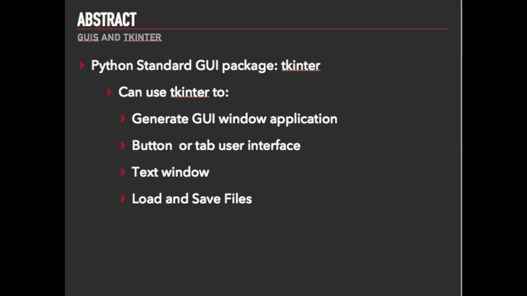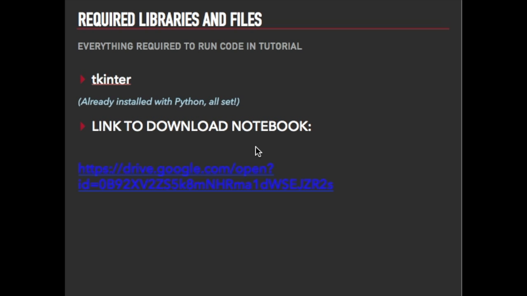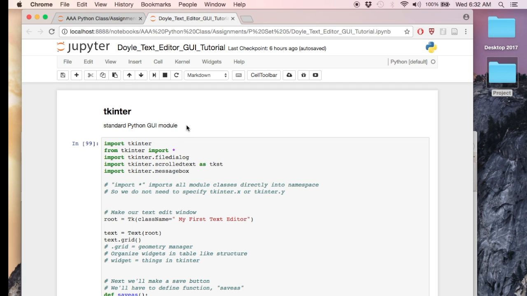For this demonstration, we'll be using Python's standard GUI package, which is called tkinter. We can use tkinter to generate the GUI window application, add a button or tab user interface, and in our case, add a text window and load and save files, which are all intuitive things that a user would like to do. The only thing required to run this code is, as I said, tkinter, which is already installed in Python, so you're all set. There's also a link in this and in the YouTube description to find the notebook that I'm using. So let's get started with some programming.